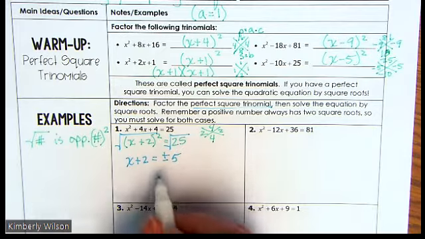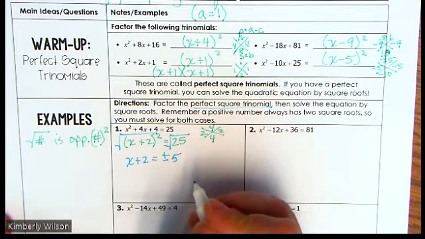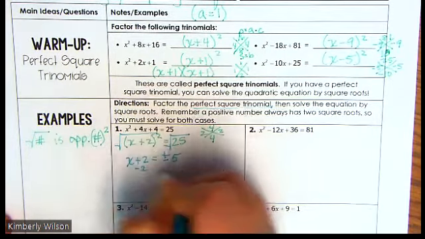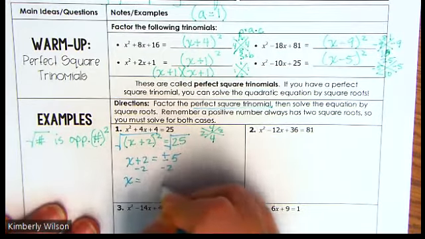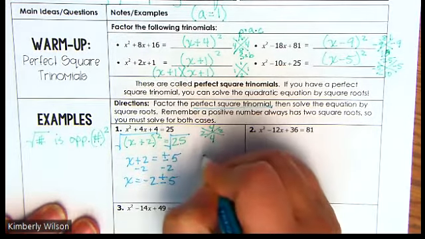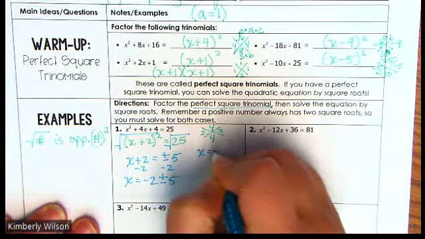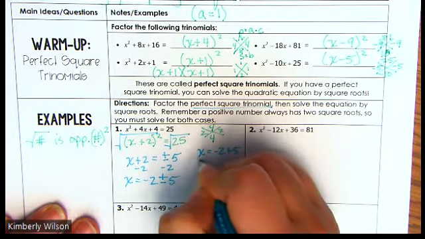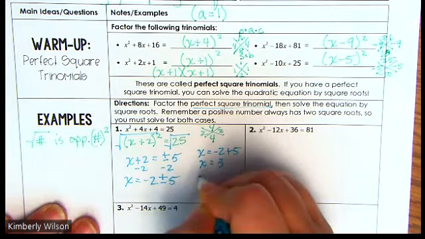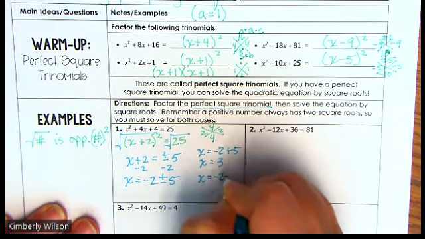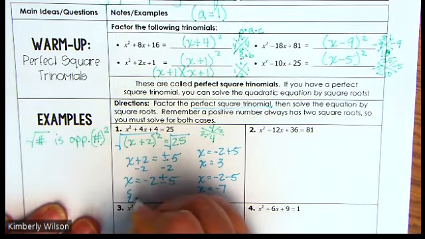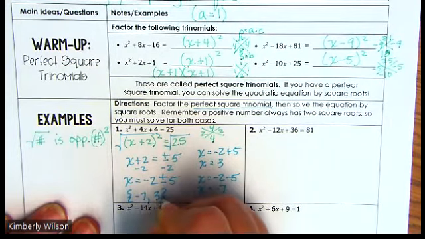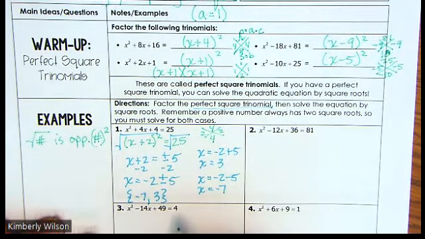So we have to solve for both. So when I'm looking at this, I'm now going to subtract 2 from both sides, which gives me x equals -2 plus or minus 5. So that means I'm going to have to solve this twice. So I'm going to have x equals -2 plus 5, which means x equals 3. And I'm also going to have x equals -2 minus 5, which means x equals -7. So my answers are -7, 3. And you write these in order from least to greatest.